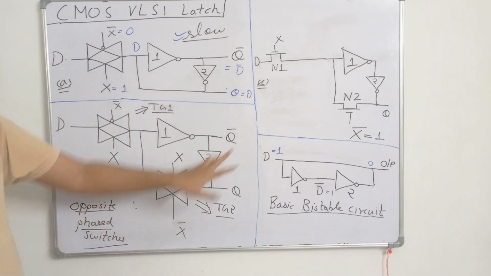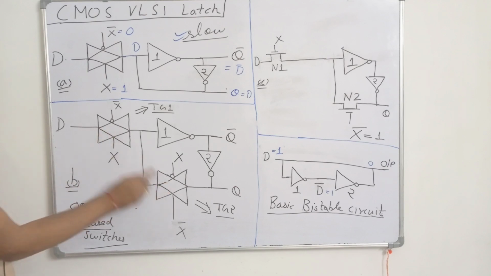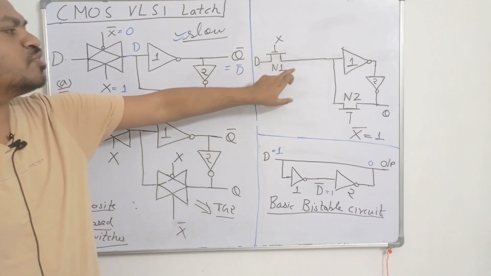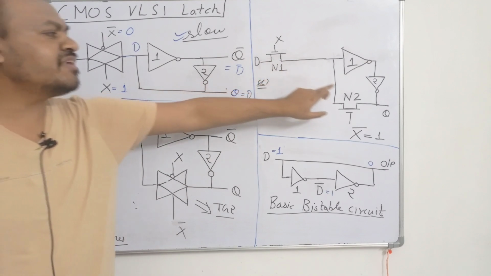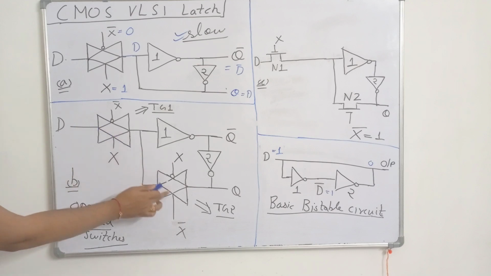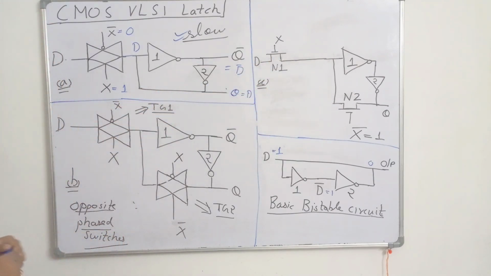Circuit B and circuit C are equivalent. The only thing is that here we are using two transmission gates, TG1 and TG2, and here we are using two NMOS FETs, N1 and N2. Otherwise it is the same. Here the transmission gates are acting as switches, and here also these NMOS transistors are only acting as switches.